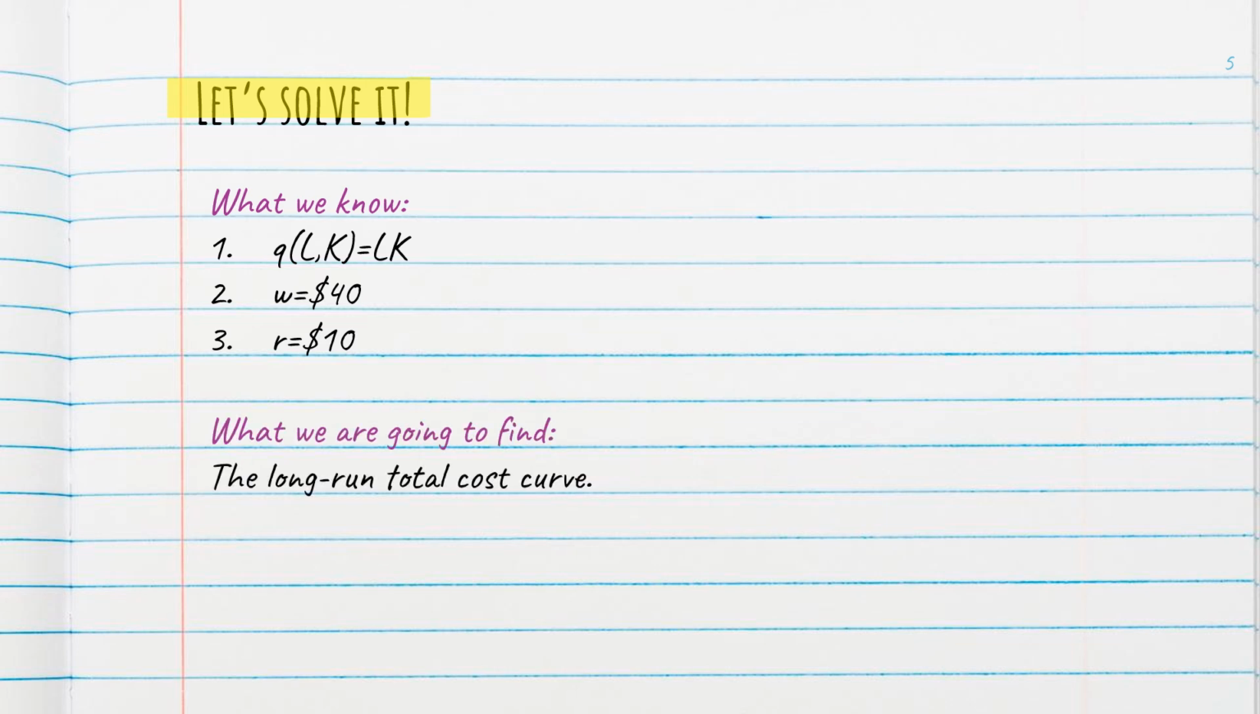Let's see how we go about solving one of these. So here's what we know. We have a production function, Q equals L times K. We have a wage of 40 and a rent of 10. We are trying to find the long-run total cost curve. Ultimately, we know we're going to set up a tangency condition and an isoquant condition and a total cost function.